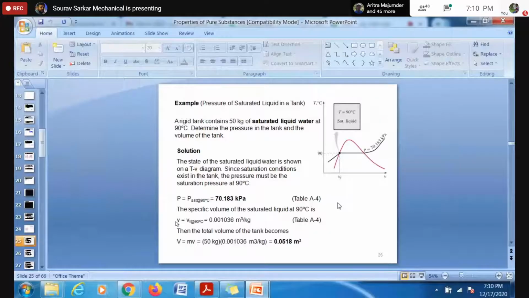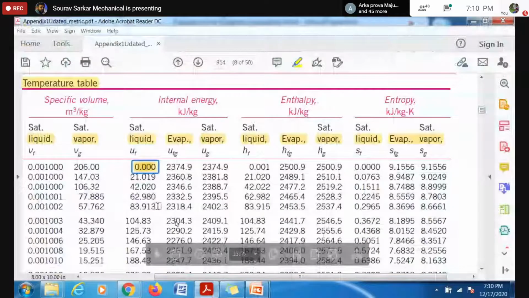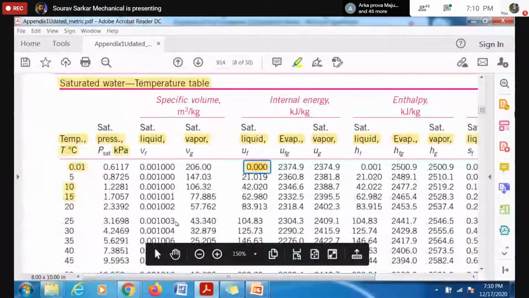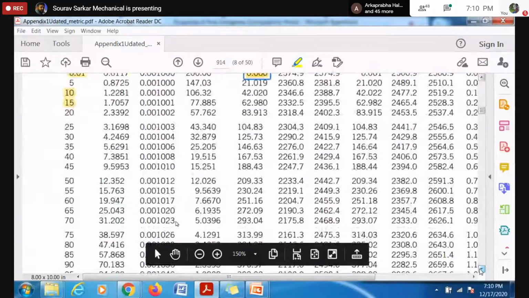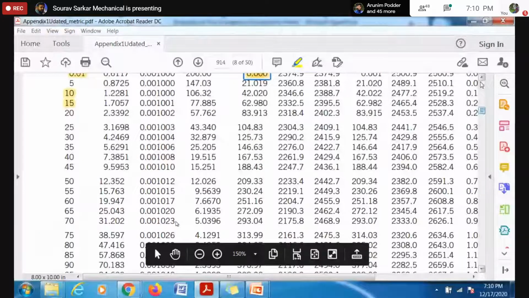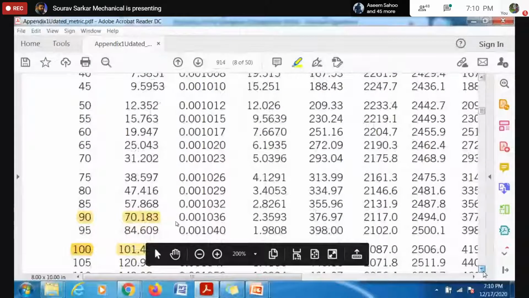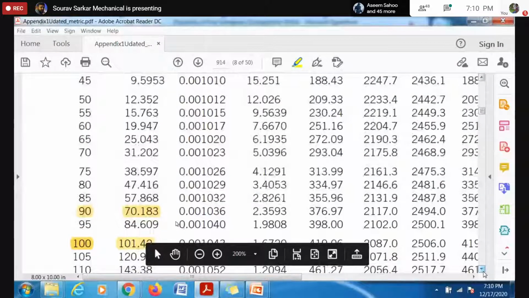So if I check the table, I will look into the temperature table because the temperature is mentioned. So if I go to 50, 60, 70. Is it the pressure table or the temperature table? So if you go to 90 degrees Celsius, what is the pressure? What is the saturation pressure at 90 degrees Celsius? 70.7.